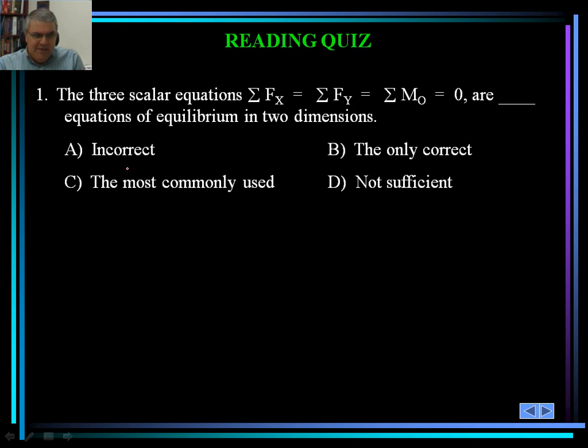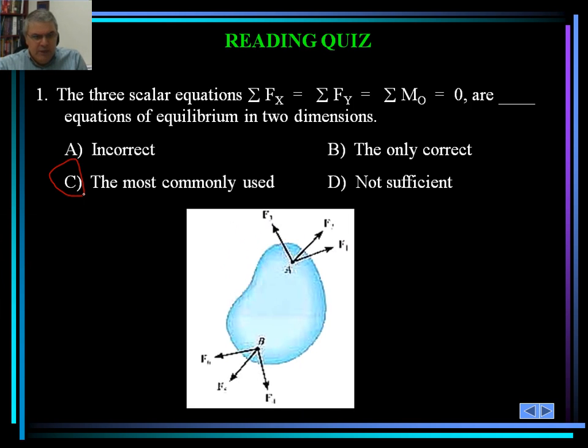Answer A, incorrect. Answer B, the only correct. Answer C, the most commonly used. And answer D, not sufficient. The correct answer is C. As you read your textbook, you would see that there are also two other forms of equations of equilibrium that are used, but they're not as common. So the most commonly used is the correct answer.